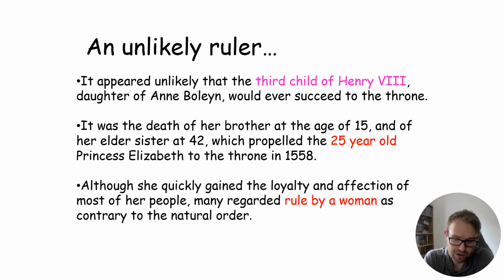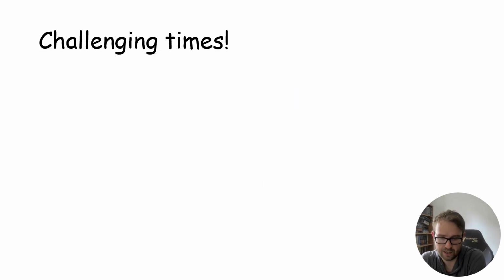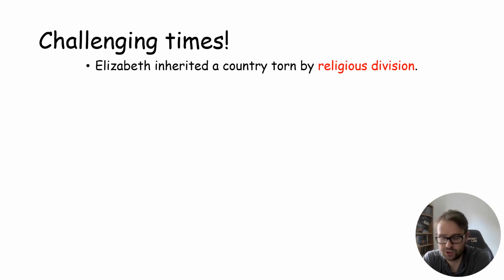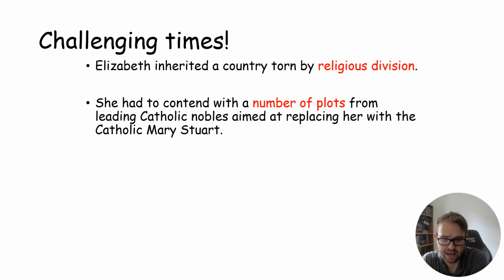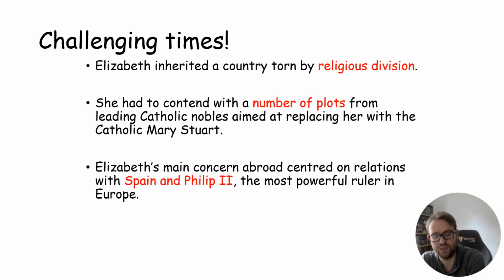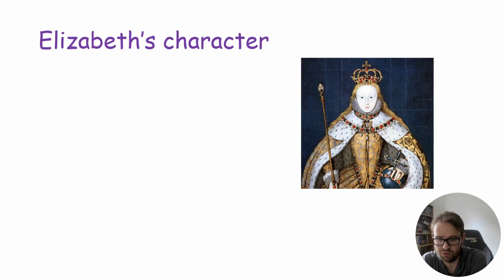In a marriage, the woman would be property of the man. So yeah, Elizabeth's not going to be looked upon as a natural ruler, at least not immediately. So she inherits these religious divisions from her brother and her sister. She faces the plots that we'll get to, and she faces the challenges from abroad.